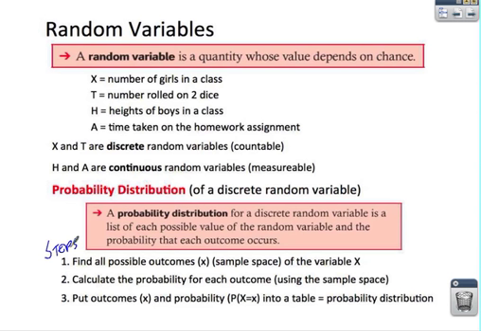Steps: we'll find all possible outcomes of a particular random variable, and we'll call it X maybe. We'll calculate the probability of each outcome. We'll use the sample space, some type of sample strategy, and we'll put the outcomes X and the probabilities into the table.